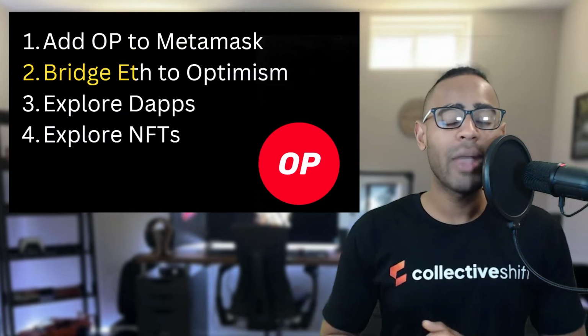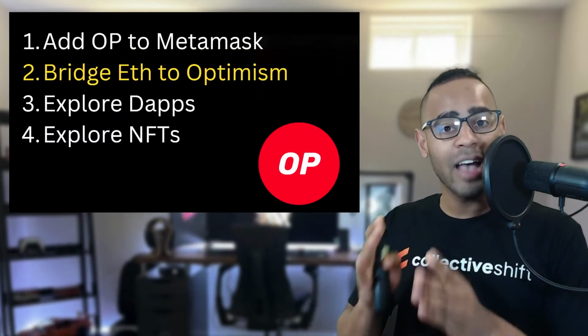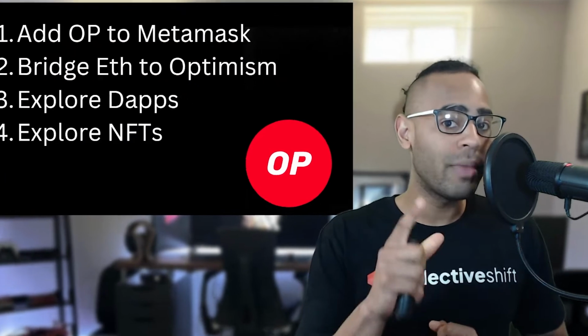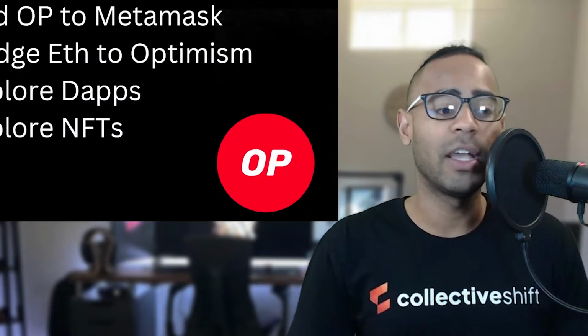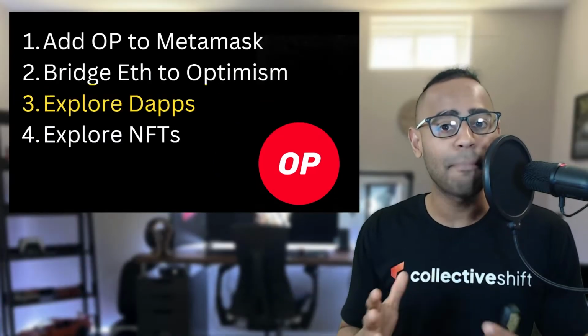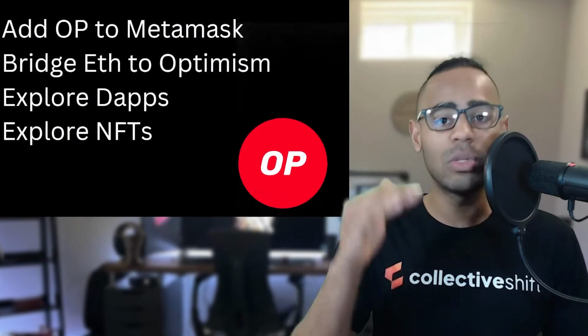Number two, I'm going to show you how to bridge Ethereum to Optimism. Optimism is the chain. It also has its own token, but at the moment you do need Ethereum as gas fees to operate on this blockchain. After that, we're going to have a look at some of the dApps in Optimism blockchain. You can see all the different dApps, what to use, the lending protocols.